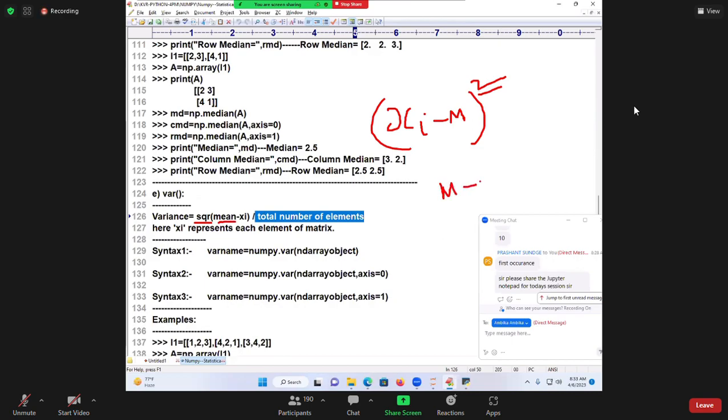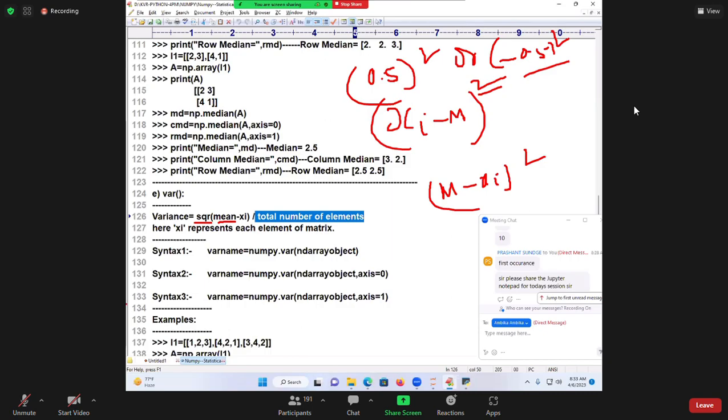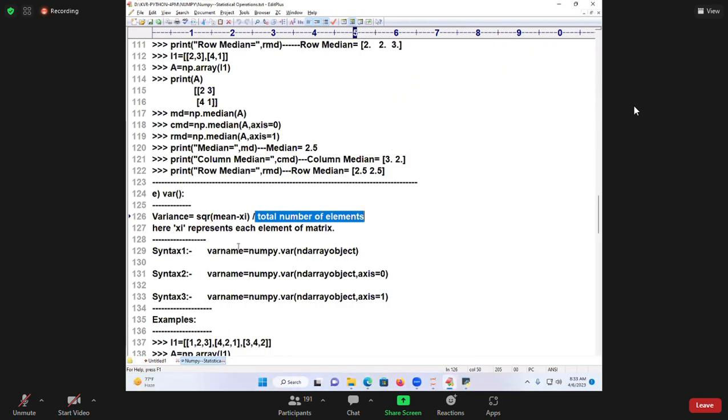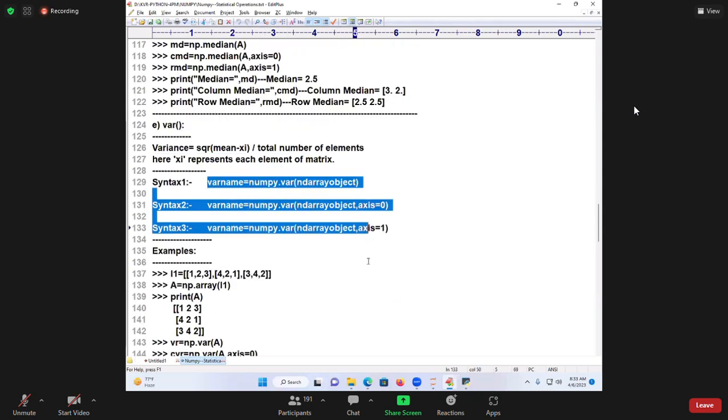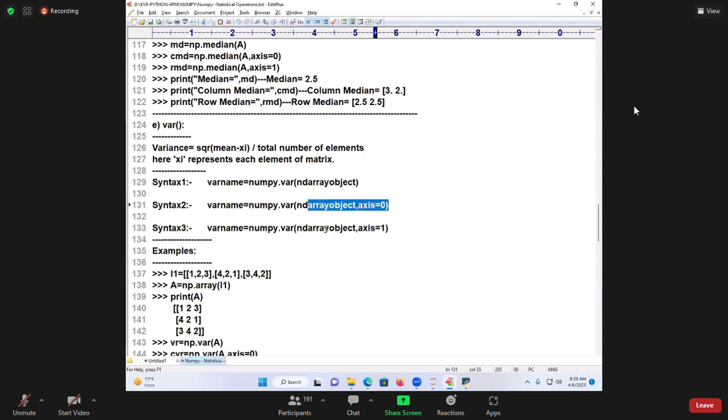Mean minus xi is like this. 0.5 whole square is same, or minus 0.5 whole square also same. You know that. Divided by total number. Xi represents what? Each element of the matrix. Prashant, it is there, ma'am, notes, it is there. So axis wise 0 and this one.